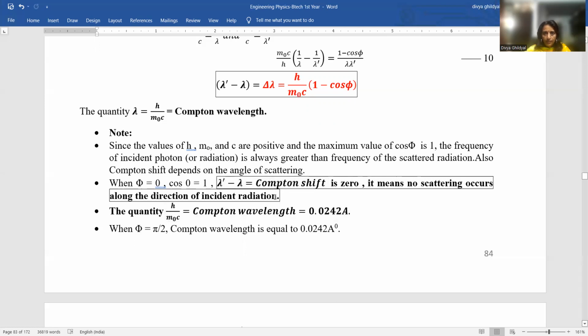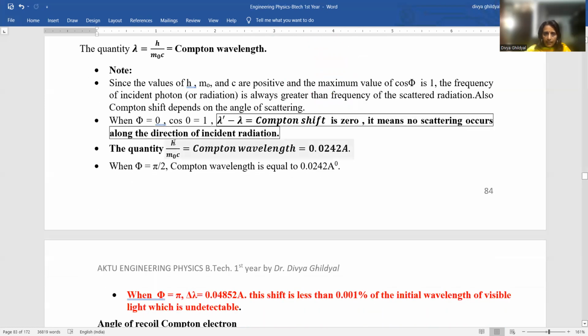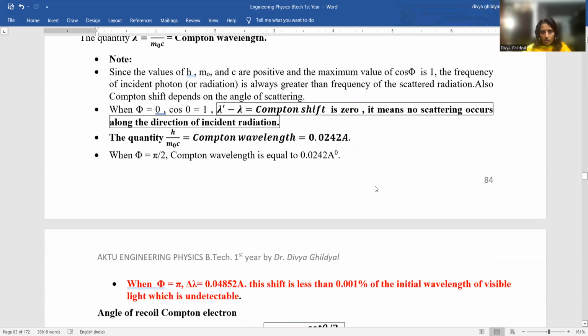Mathematically, if you put the numerical values of h, m₀ and c here, the Compton wavelength will come out approximately as 0.0242 angstrom. You can use it directly in your numericals also.